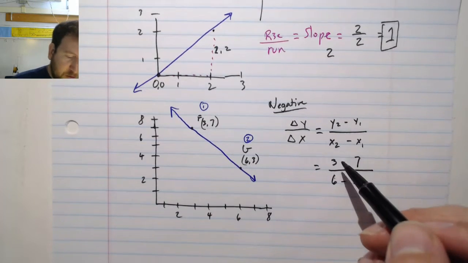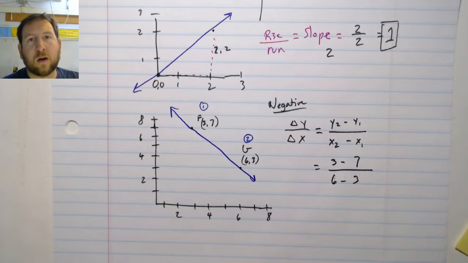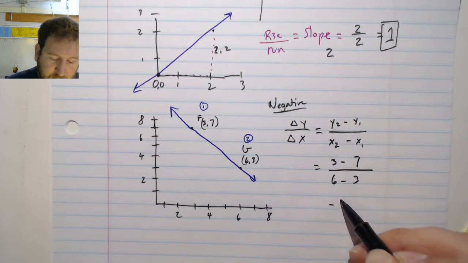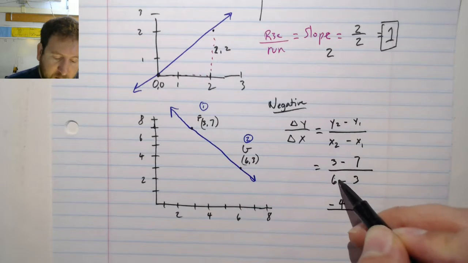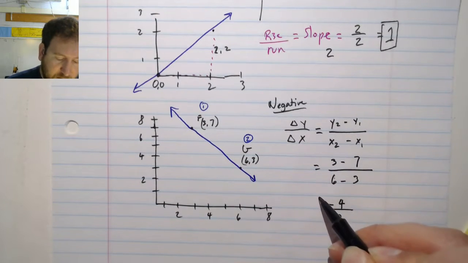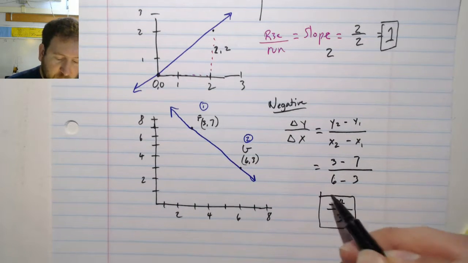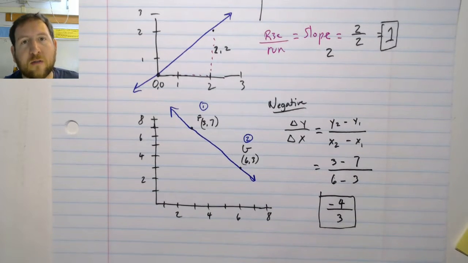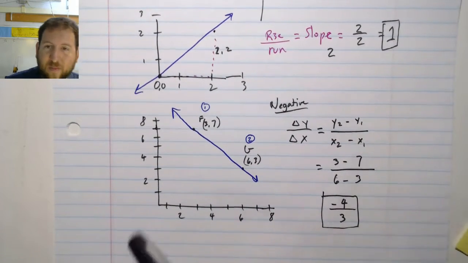Now the key is to remember to use our negative and positive rules for adding these and subtracting these. Because if I have 3 minus 7, that is definitely going to be negative 4. 6 minus 3 is 3. This is going to give me a slope of negative 4/3. And this is the way that I want you to find the slope in this section.